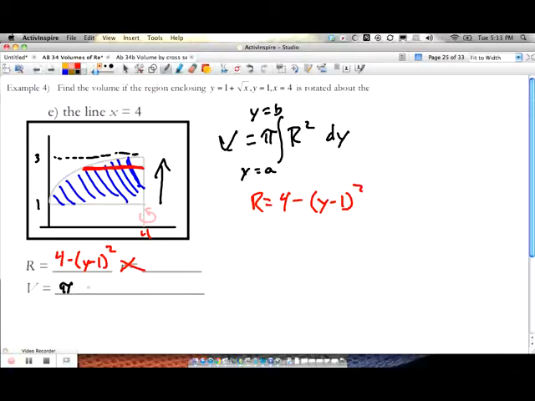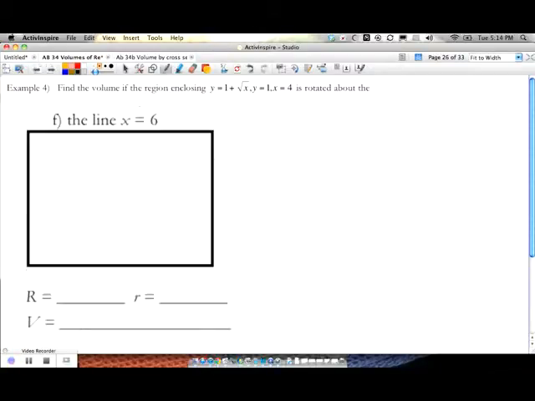So our volume is then going to be the constant pi times the integral from, not 0, pardon me, from 1 to 3 of big R squared, which is 4 minus, then we got y minus 1 quantity squared, all of that squared, dy. One more and we are done.